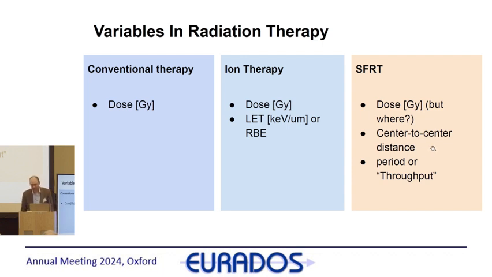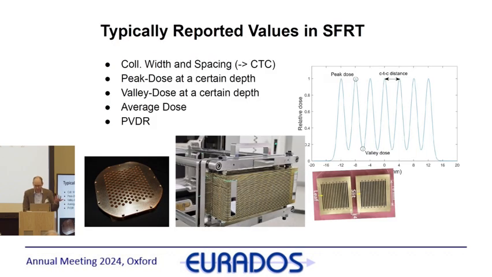Now, go to SFRT. Well, dose, yeah, but what dose? Where? Peak dose, valley dose, average dose, I mean, all kinds, we don't know. Center to center distance, yes. Do we need to have wide spacing between the beamlets, or can they be narrow, or how narrow, and so on? What period should the apertures have of the collimator? There's both the scepter and the aperture, which doesn't have to be 50-50, it could also be 20-80 ratios, and so on. My point is, we are introducing a lot of new degrees of freedom over here. So this is very, very difficult to figure out. What is the sweet spot here? What are we trying to aim for?